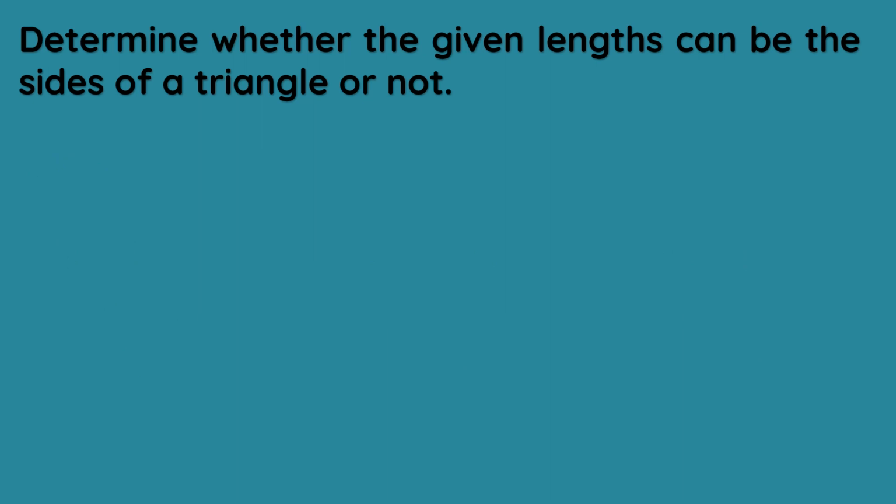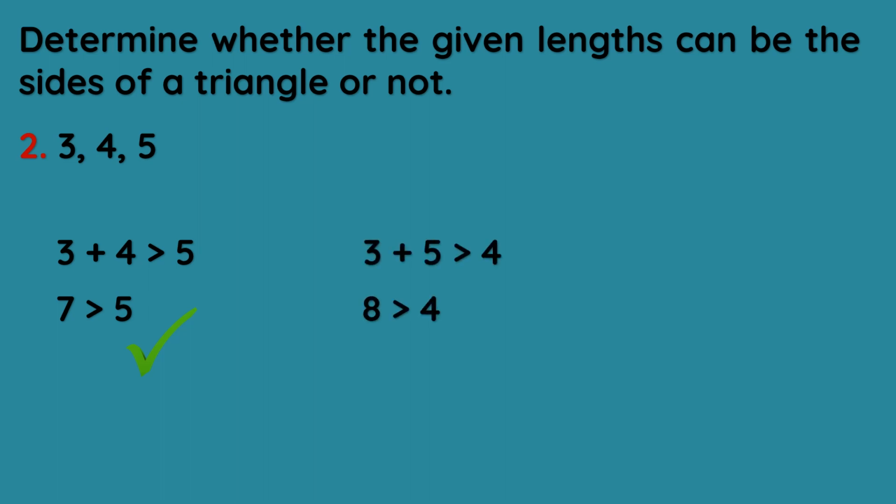Let's now have the second set, which is 3, 4, and 5. Let's take first the sum of the first two numbers, 3 and 4. Their sum is 7, and 7 is greater than 5. That's correct. The next one is to take the sum of 3 and 5. Their sum is 8, and that is greater than 4. That is also correct. The third one is to take the sum of 4 and 5 and compare it to the third side, which is 3. 4 plus 5 is 9. 9 is greater than 3.